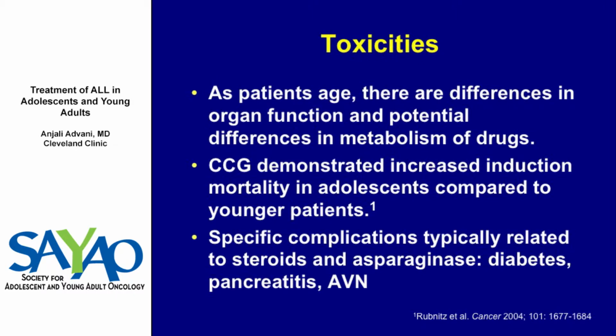So today I'm going to talk about the toxicity data from that trial, but just as some background in terms of toxicity in this population, as patients age, there are differences in both organ function and also potential differences in terms of metabolism of drugs. And so in the CCG studies, there has been shown to be an increased induction mortality in adolescents when this has been compared to younger patients. And there are some specific complications typically related to both asparaginase and steroids, including diabetes, pancreatitis, and also avascular necrosis that we seem to see as patients age.